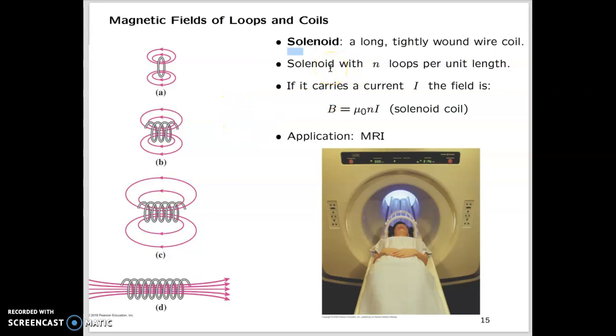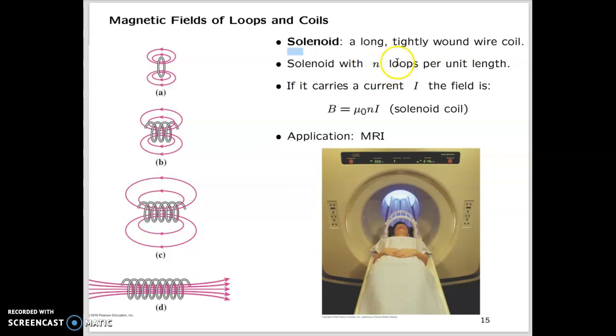So if you have a solenoid characterized by this property that it has little n loops or turns per unit length. Okay, so what does that mean? Well, maybe there are, I don't know how many there are, maybe almost 10. Or we'll say there's 10 turns here. And if this was 1 centimeter long and you had 10 turns, little n would be 10 divided by 1 centimeter. Okay, so that's what we mean by little n, the number of loops per unit length.